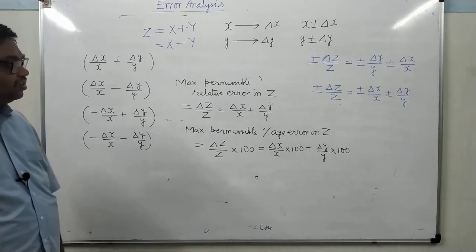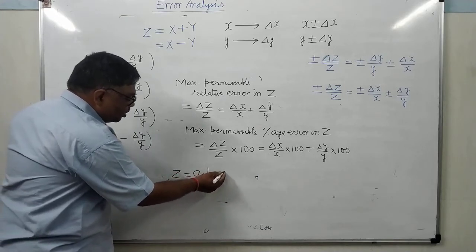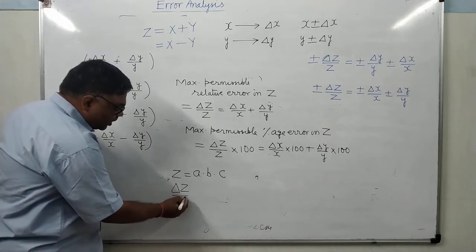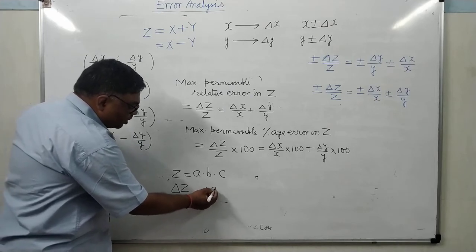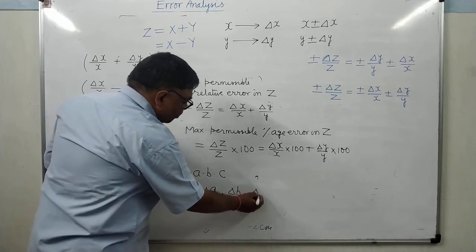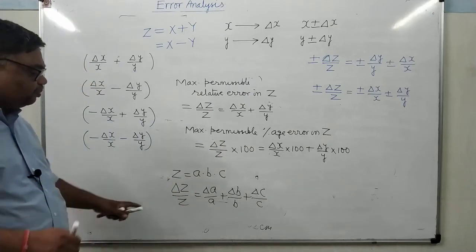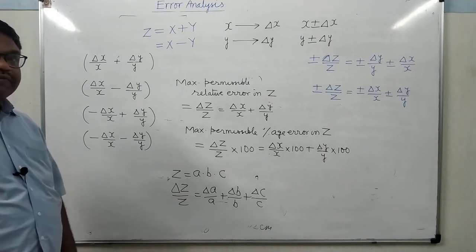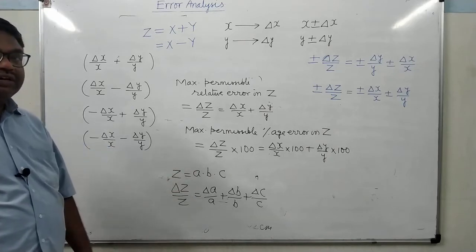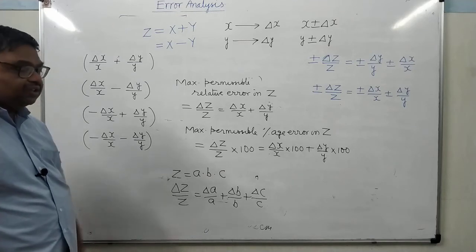It's clear? Suppose z is equal to a into b into c. In that case, what will be the relative error in z? It will be equal to delta a upon a plus delta b upon b plus delta c upon c. By applying the same analogy, we get maximum permissible relative error in z equals the sum of the relative errors in the measured values. But this will apply when measured values have been multiplied to obtain the end result.